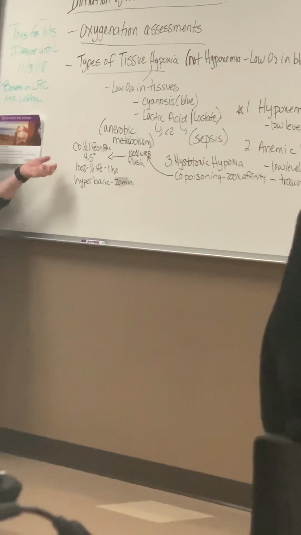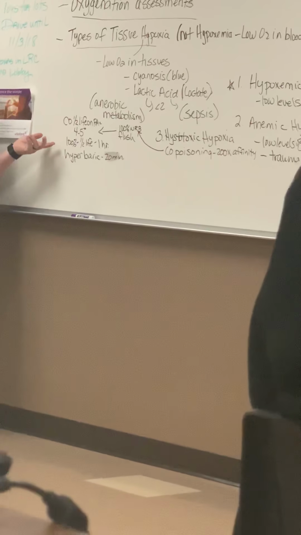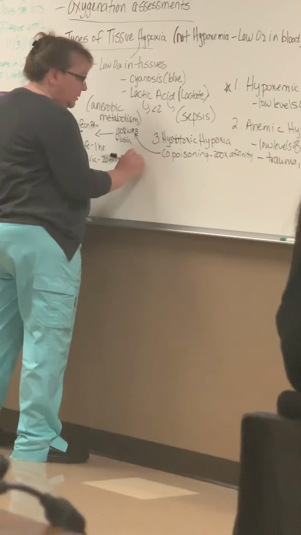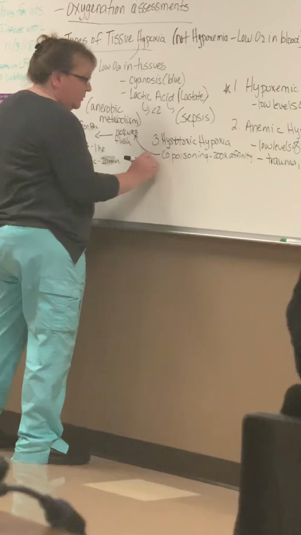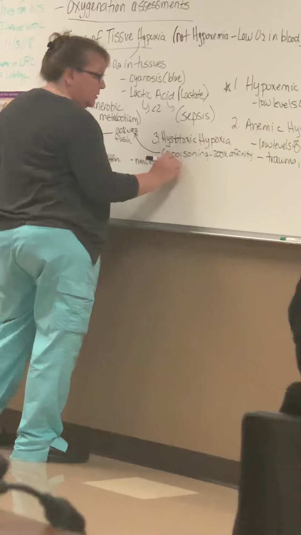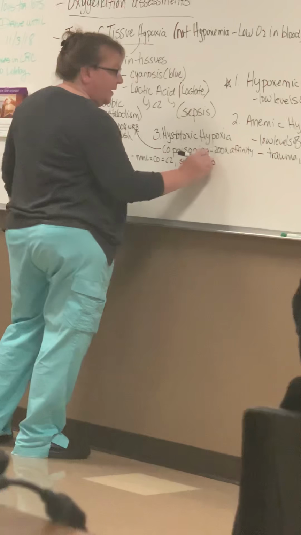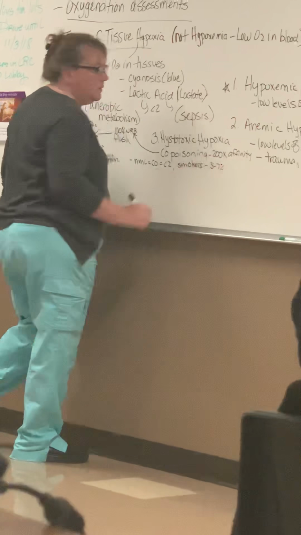So normal levels of carbon monoxide are less than 2%. I like to just throw this stuff in here. Normal CO is less than 2%. Smokers, it's going to be 5 to 7%.